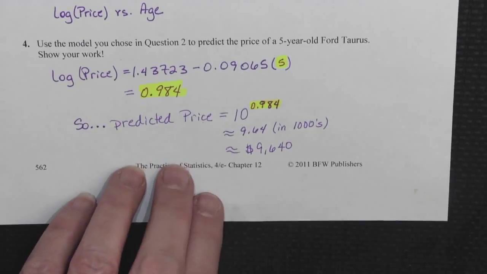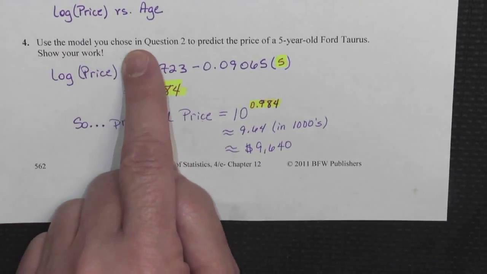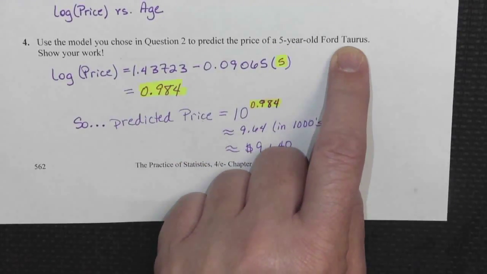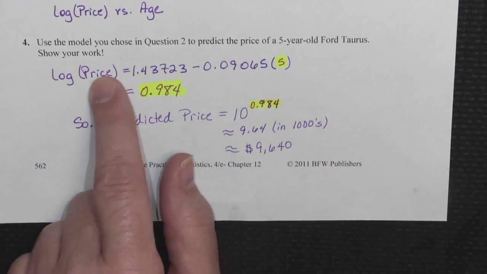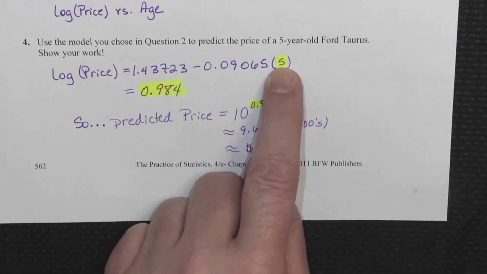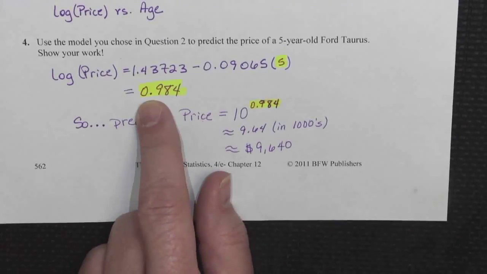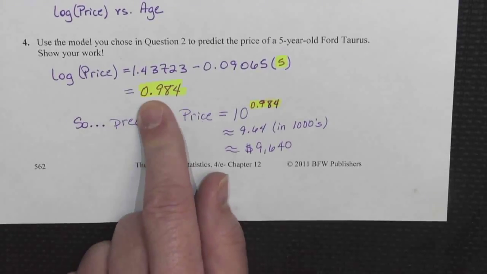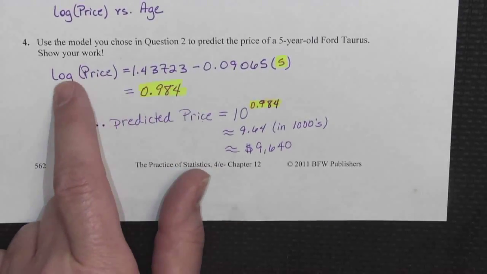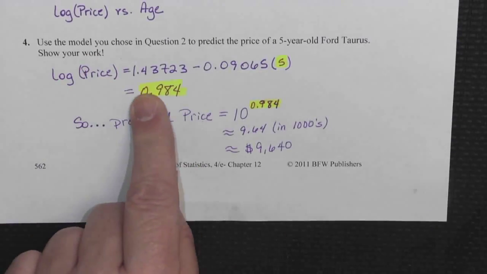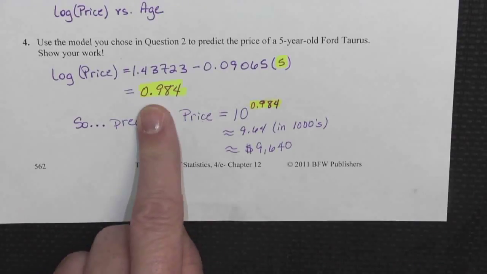Now, finally, question 4, use the model you chose in question 2 to predict the price for a 5-year-old Ford Taurus. Show your work, okay? So here's our equation again, but instead of age, we put the 5 years old. Now that's giving us this number. That does not mean it costs 98.4 cents, right? That would be ridiculous. That is the exponent, because that's what we're talking about. Log base 10 of the price, that is the exponent to base 10.